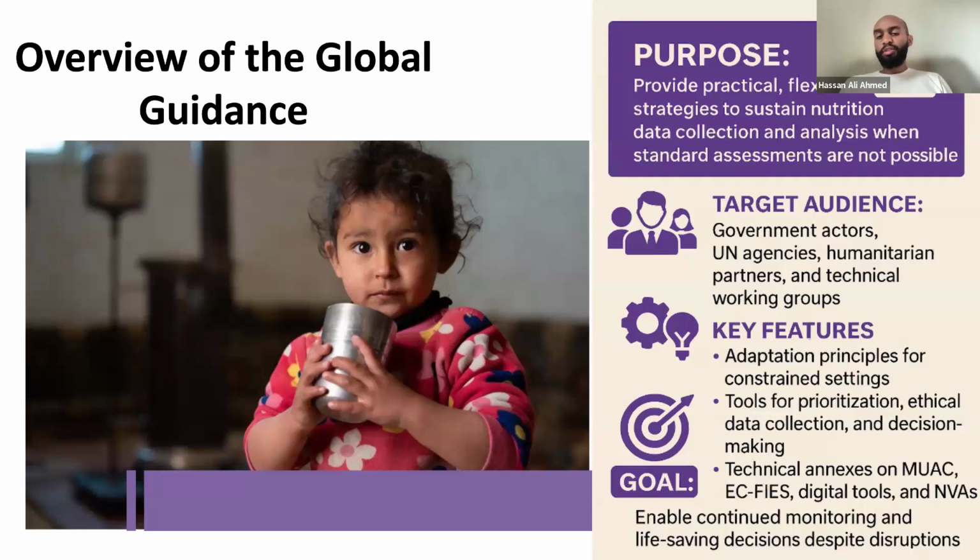So this guidance is designed to be both practical and flexible, recognizing that in many humanitarian settings, we cannot rely on large-scale surveys or routine systems alone. Its primary purpose is to help you maintain a functional and reliable nutrition information system, even when resources, time, and access are severely constrained. The guidance is aimed at those of you managing or supporting nutrition information systems, whether you're working in a government, the UN system, or local or international NGOs. The guidance also includes decision trees, real-world examples, technical annexes, and adaptation pathways. Ultimately, this is not just a technical document. It's a strategic enabler to ensure that we continue to protect children's lives and guide effective response even in the most difficult settings.